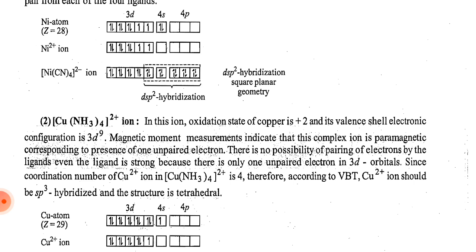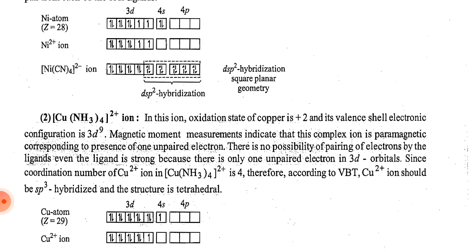Nickel atom, atomic number is 28, 3d 8 electrons present, 4s 2 electrons present, 4p is empty. Then after losing 2 electrons it will change into nickel 2+.